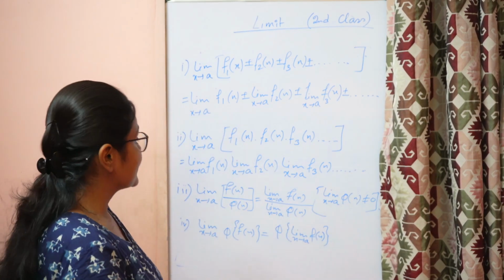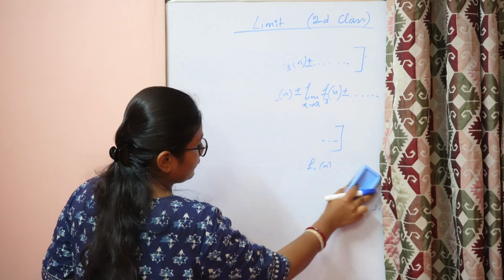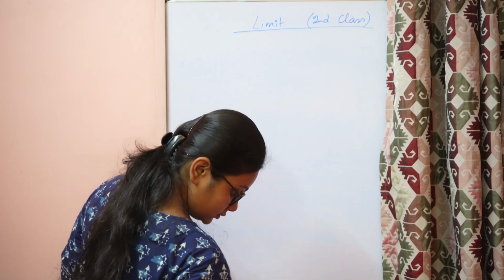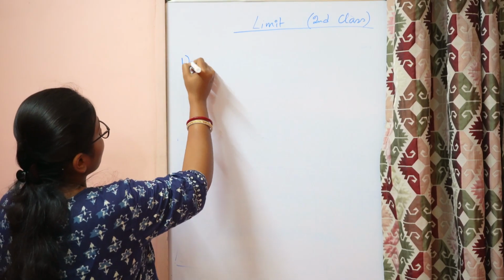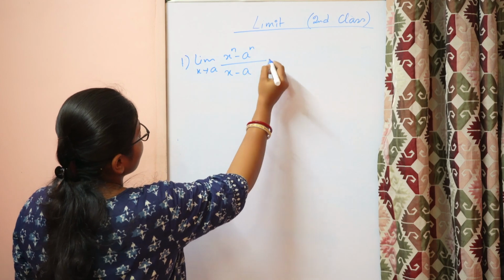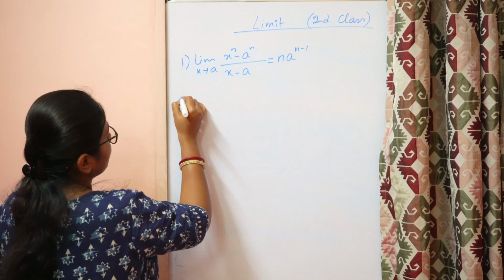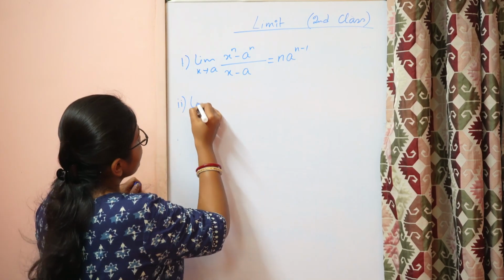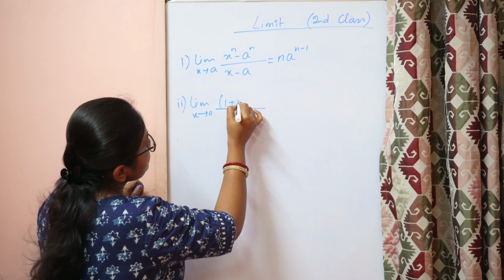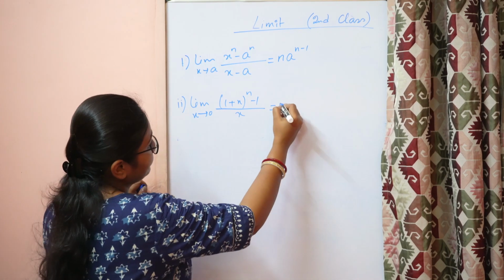Okay, now I am moving to the next part. Next properties. First one, limit x tends to a (x to the power n minus a to the power n) by (x minus a) is equal to n a to the power n minus 1. For the second one, limit x tends to 0 ((1 plus x) whole to the power n minus 1) by x is equal to n.